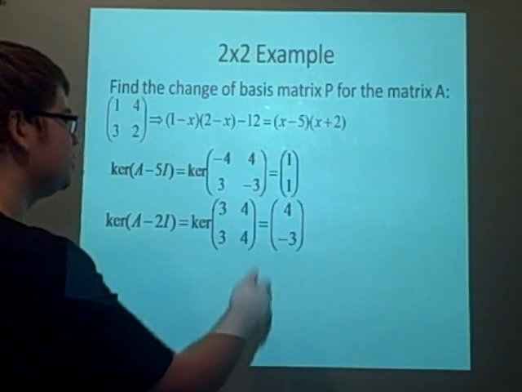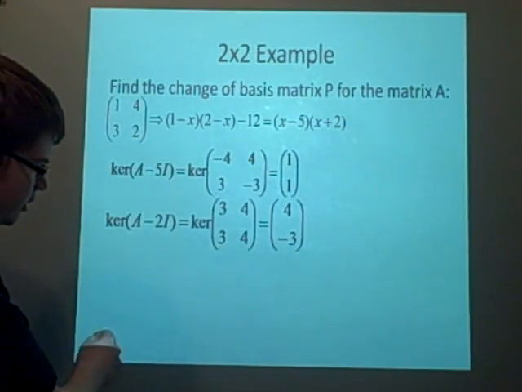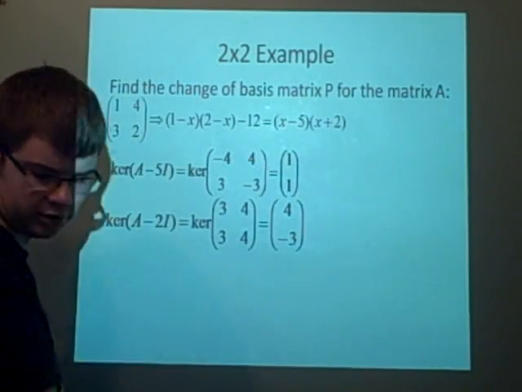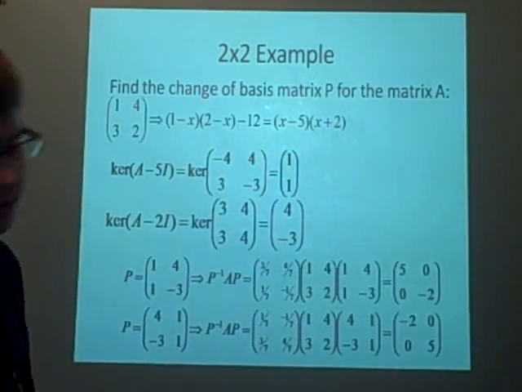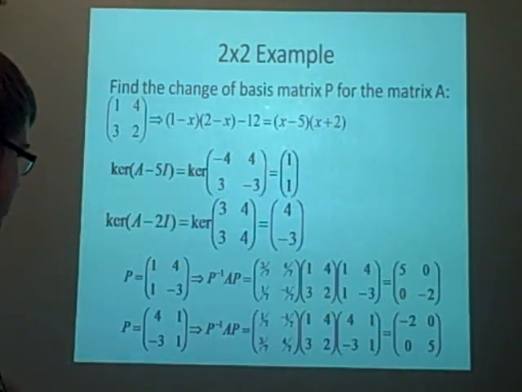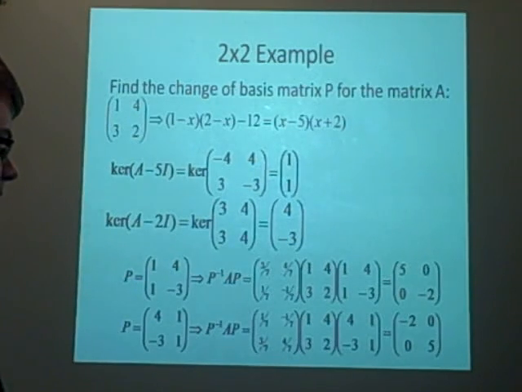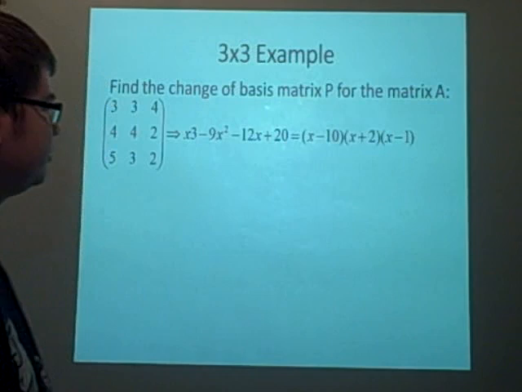And then what we do now is put them together, so we can either have 1, 1, 4, minus 3, or we can have 4, minus 3, 1, 1. And as from the last video, you can see all it does is reverse the way it's done. So P inverse AP, and like that. Now for the 3x3 example, a little bit more difficult.